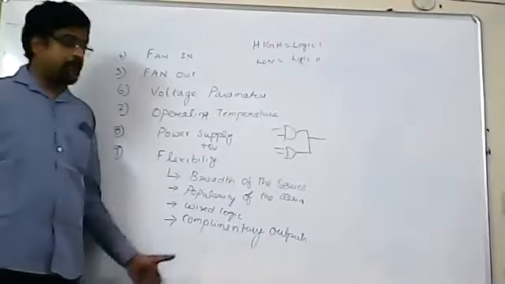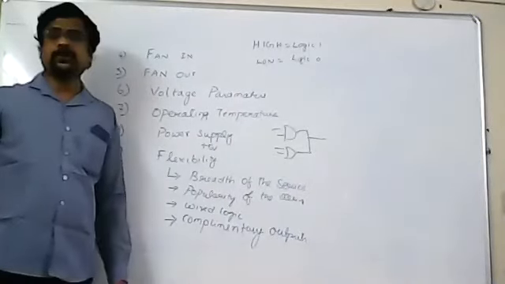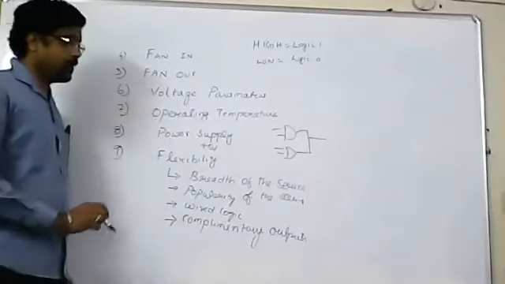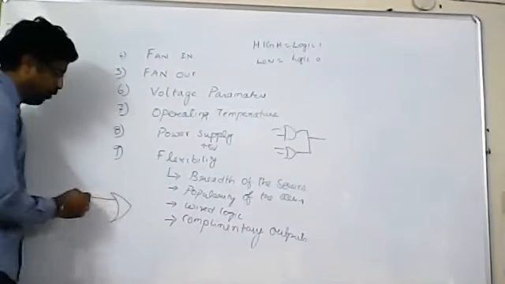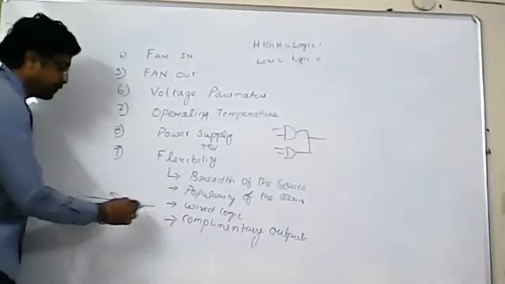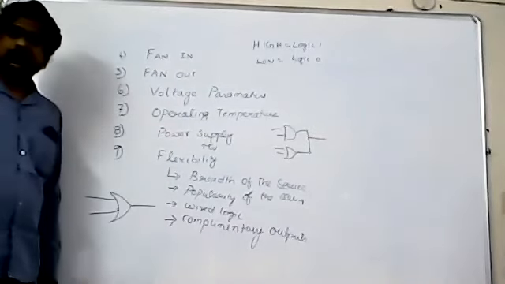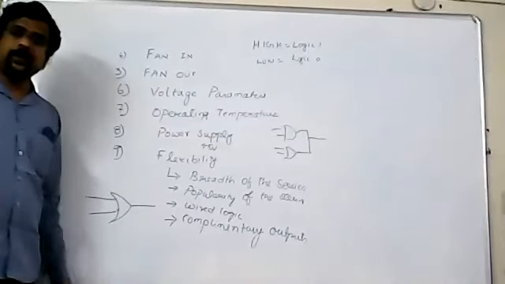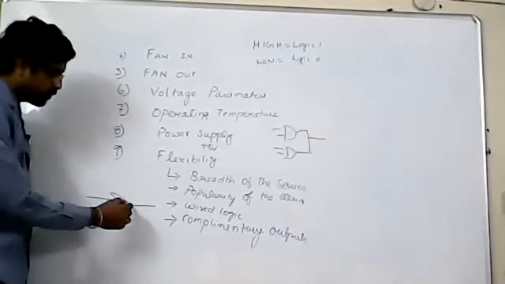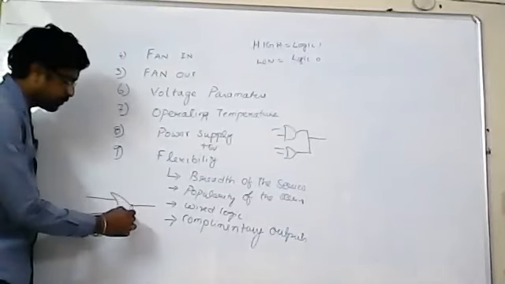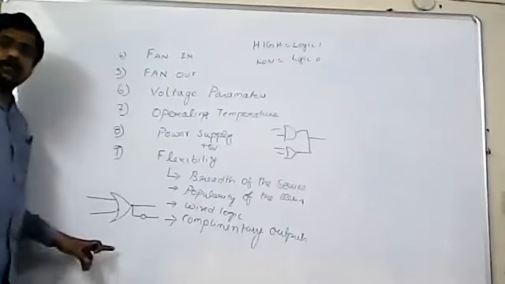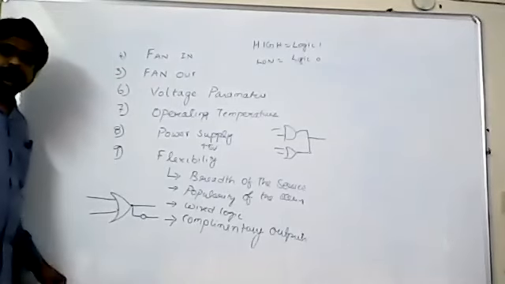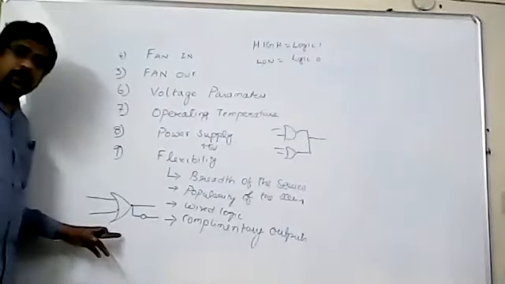there should be the availability of complementary outputs. Complementary outputs means what? I will show you that. I am taking an OR gate. This is an OR gate. So availability of complementary in the sense the output should have a complement also. It should be able to provide the complementary output.